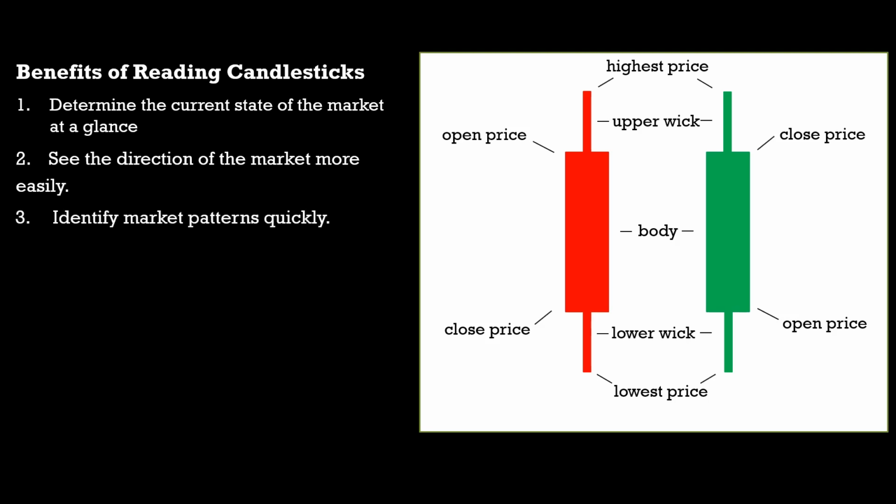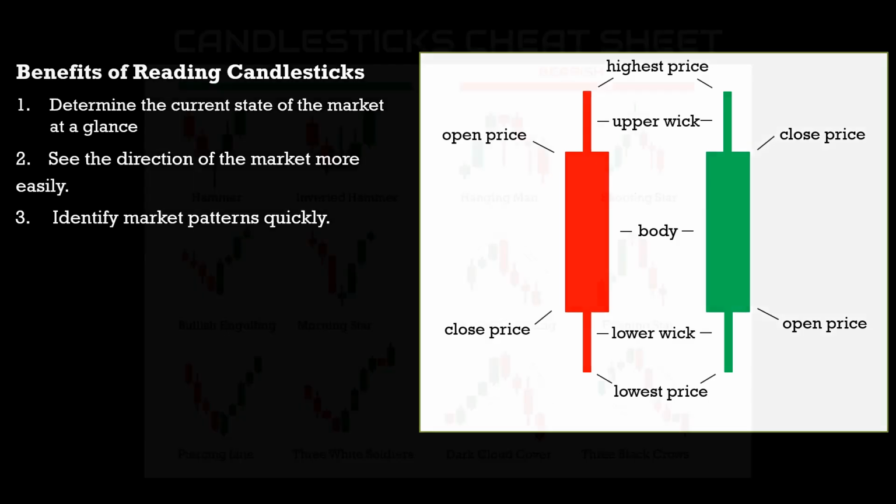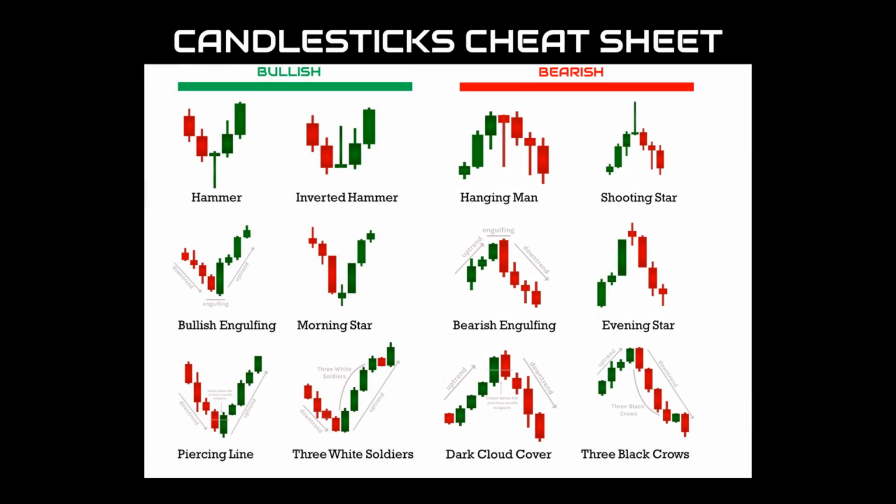Identify market patterns quickly. Candlestick charts display specific bullish and bearish reversal patterns that cannot be seen on other charts. There are many ways to use and read a candlestick chart. Pattern recognition is used to predict price direction, trends, and overall momentum. It can be 1, 2, or even more candlesticks. Here is the handy list of the main bearish and bullish patterns.